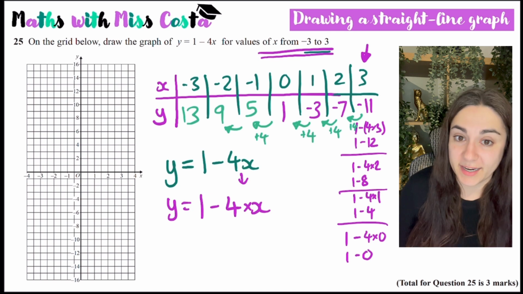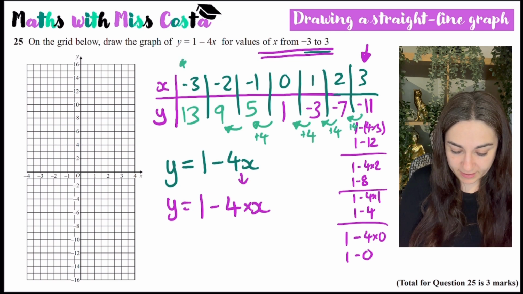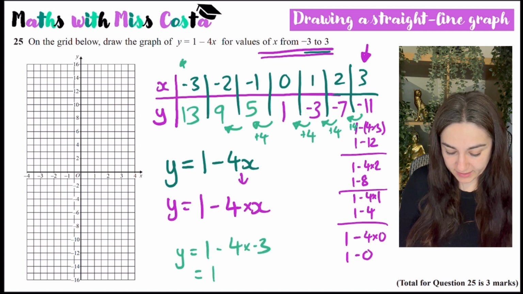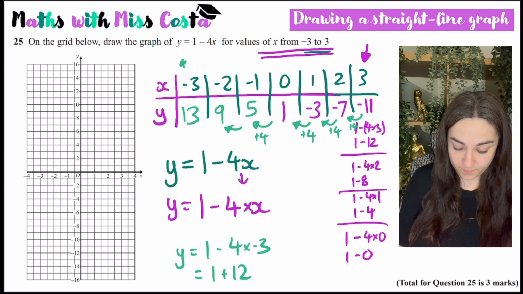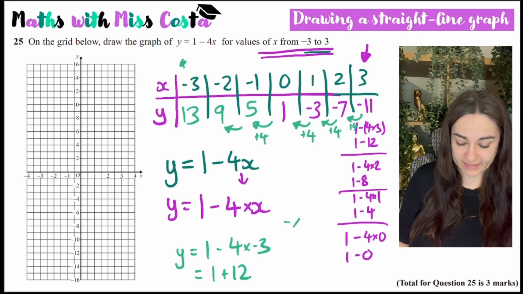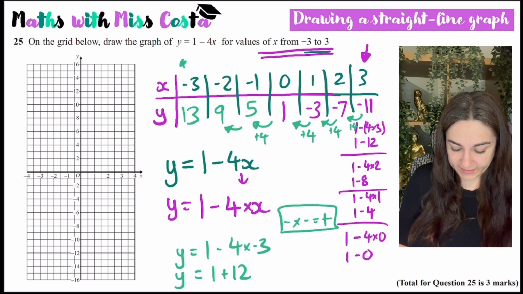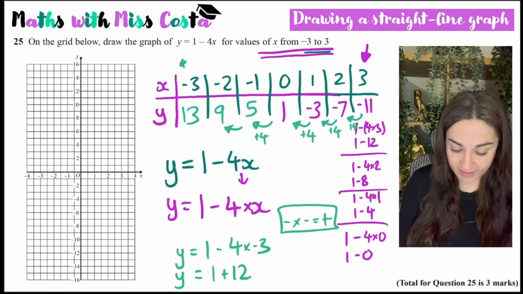We can double check this just to make sure that we haven't done something wrong. So let's try it for -3. Y would be 1 take away 4 times -3. 1, and then -4 times by -3 is +12, because a negative times by a negative is a positive. So therefore y is going to be 1 plus 12, which is 13. So if you've got your last value right, you know you've done everything else.